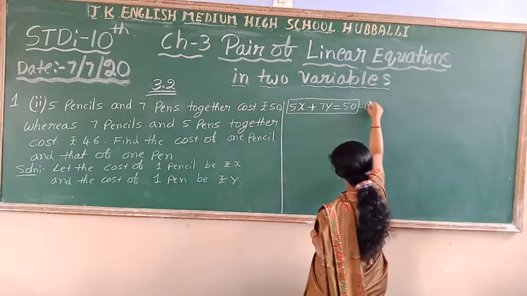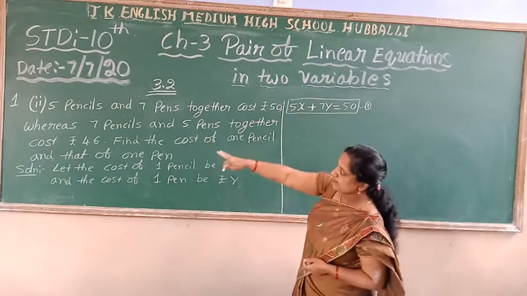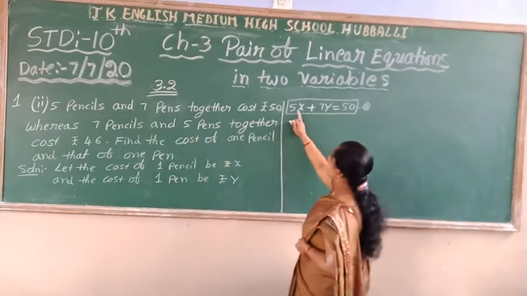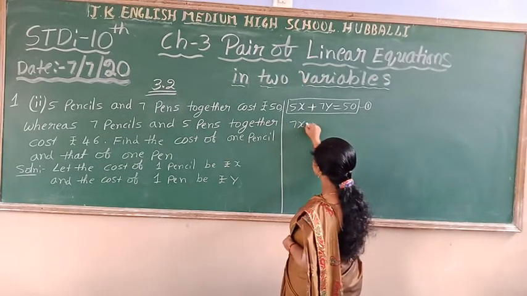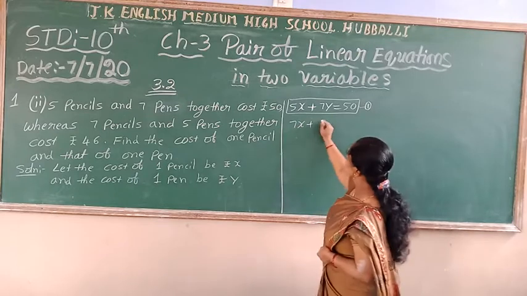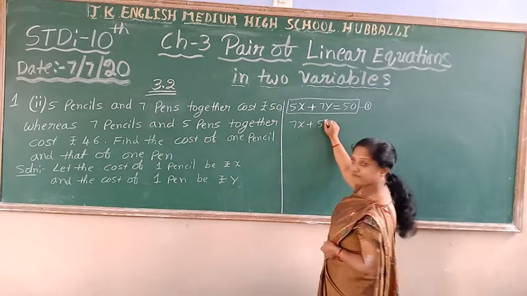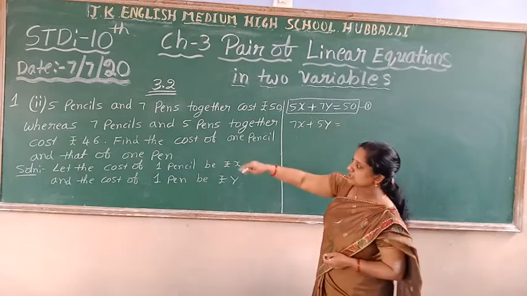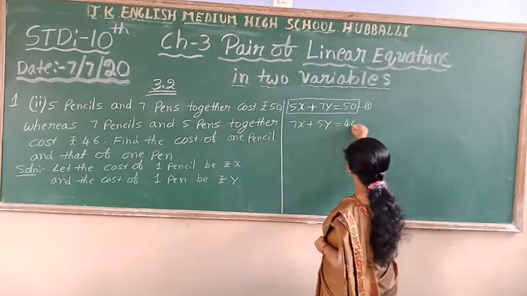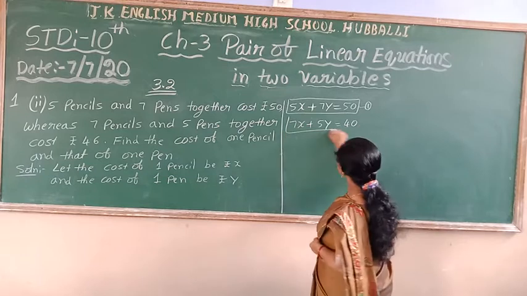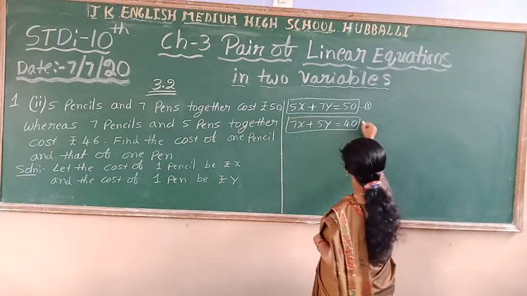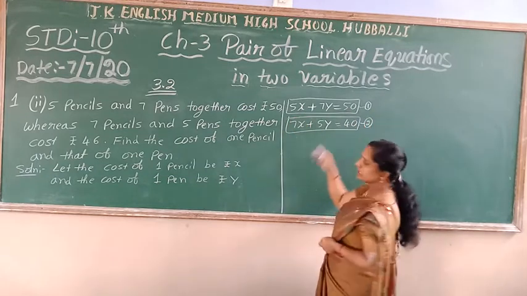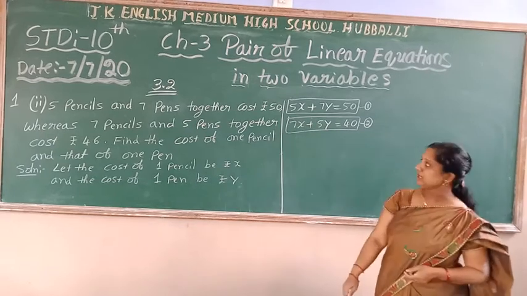And see now another one. Whereas 7 pencils, the cost becomes 7x, and 5 pens, the cost becomes 5y. The total cost is 46 rupees. See now, you call this equation number 2. Together it becomes a pair of linear equations in two variables.